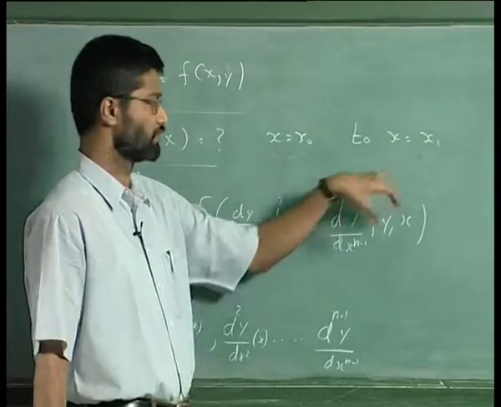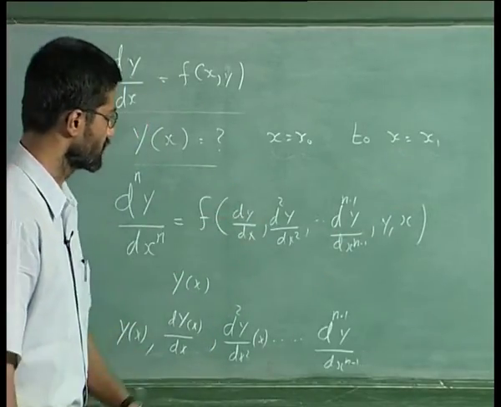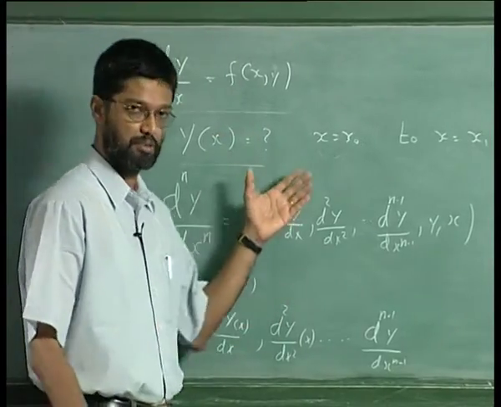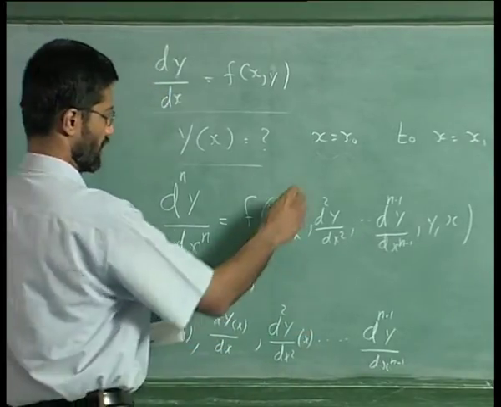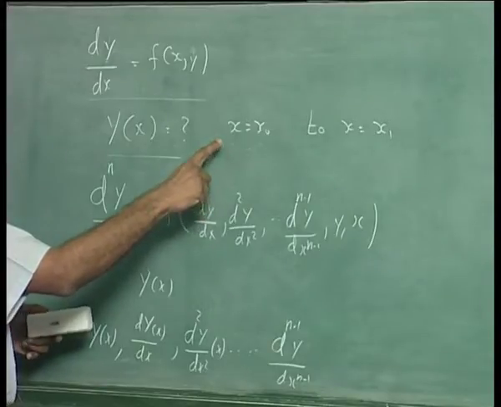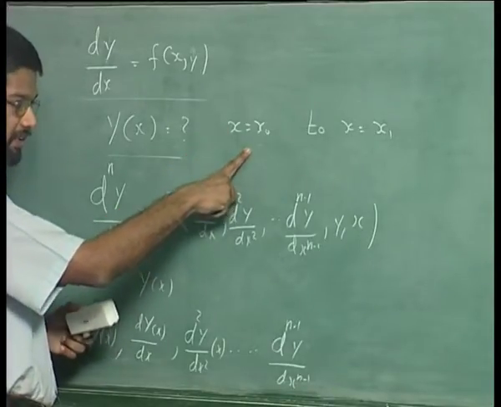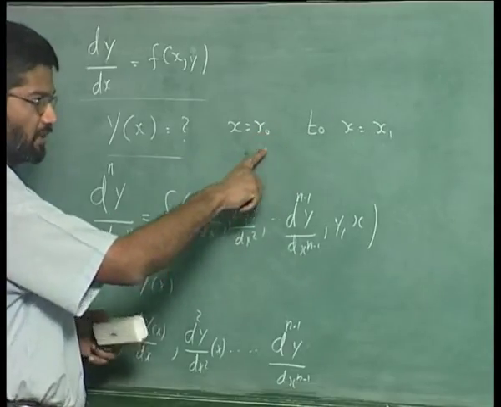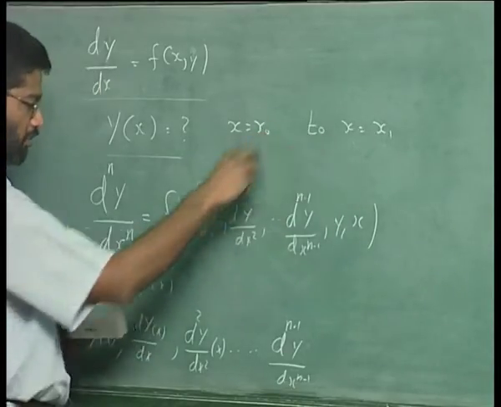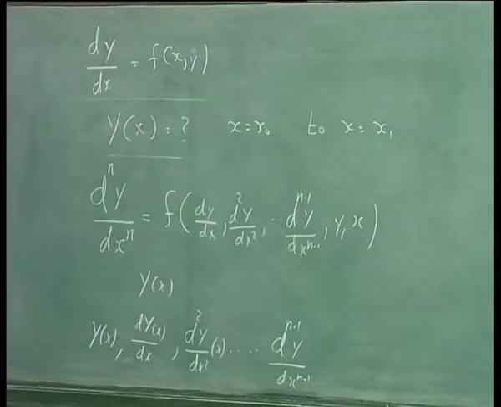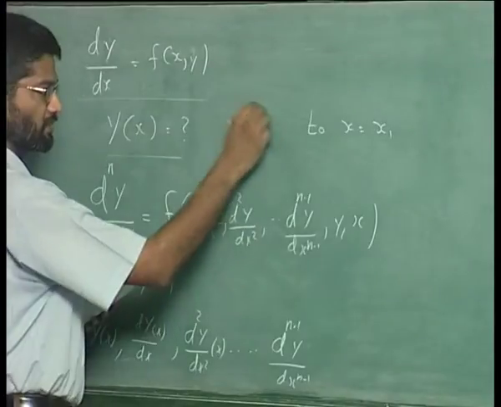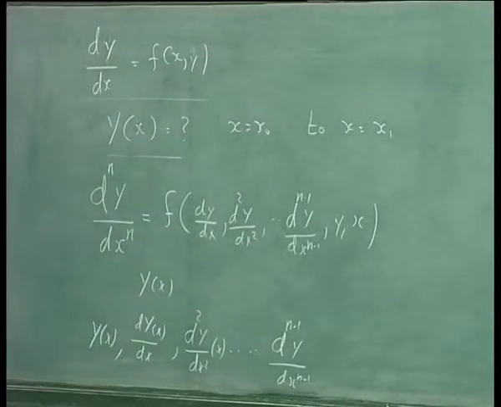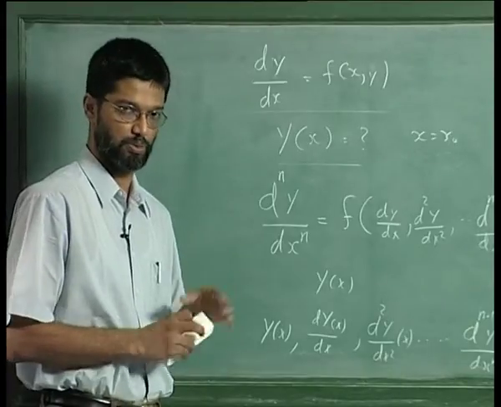So there are two different kinds of ordinary differential equations, and the methods we adopt for them are slightly different. To repeat, if all the boundary conditions are specified at x equal to x0, it is an initial value problem. If some are specified here and some at the other end, it is called a boundary value problem. What we are looking at in these few lectures is the initial value problem, that is, all the boundary conditions are specified here at the beginning. That is what we will be looking at.